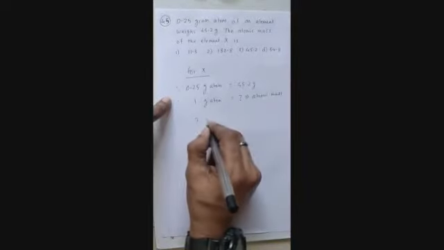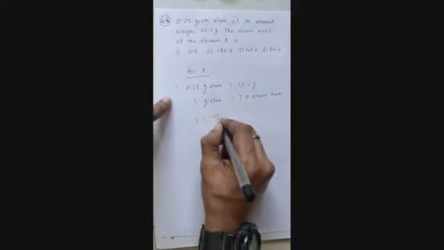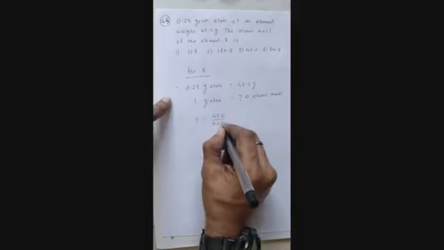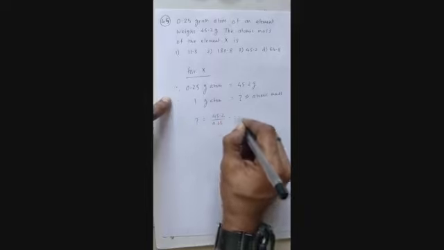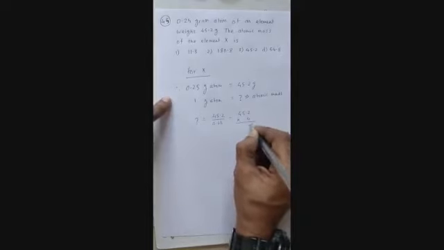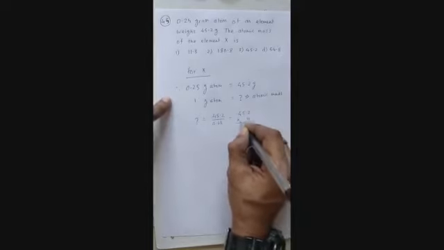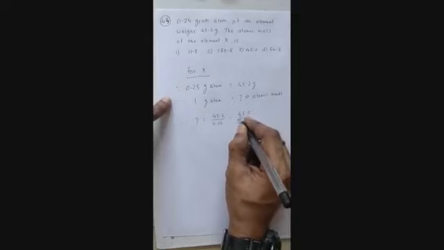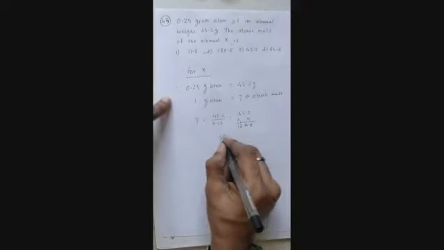So question mark is equal to 45.2 upon 0.25. This is 1 by 4. So basically this is 45.2 into 4, which is going to be 180.8. Do we have an answer there? Yes, here. Your answer is second option.